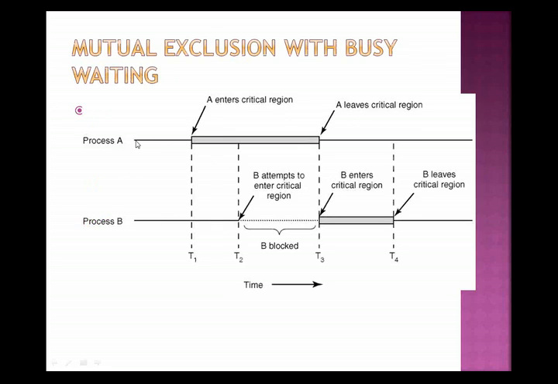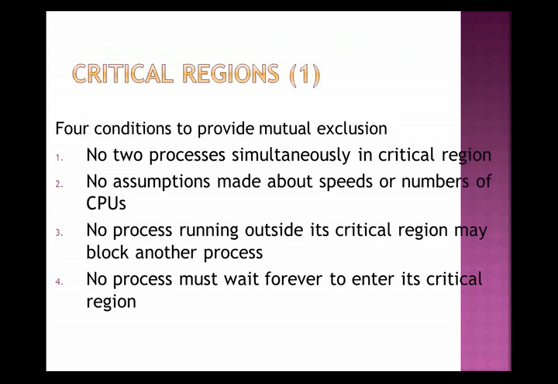This is the critical section example. This is process A, which enters the critical region. Then A leaves the critical region, then B attempts to enter, but only after A leaves does B enter the critical region, and then after the time interval from T3 to T4, B leaves the critical region. These are the 4 conditions to provide mutual exclusion.